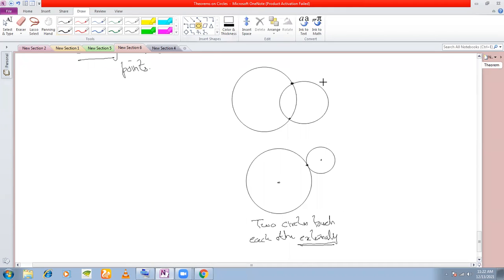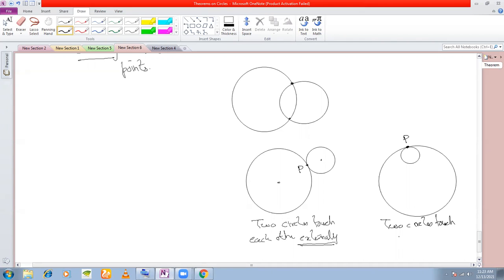What do you mean by touching each other internally? These two circles, if you see, they touch each other internally, right? They intersect at 1 point, the point that I have shown you here. These two circles are touching each other externally at P. These two circles are touching each other internally at P. Is it clear with this, or any question?